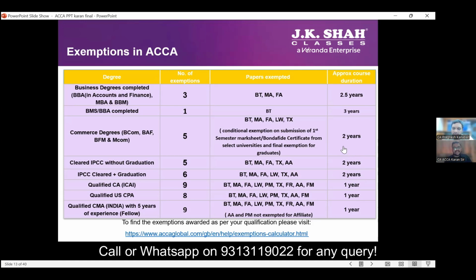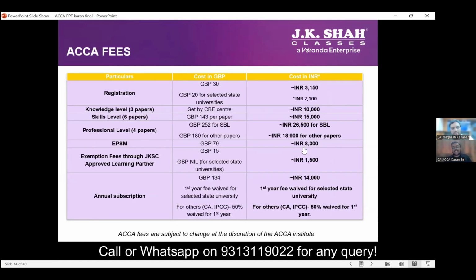Okay, got it. Now I think, sir, they will be interested in the cost involved in the entire course. Yes. Coming to the next part, which is ACCA fees. So there are 2 types of fees which you have to pay. One is the ACCA fees, which you have to pay directly to the ACCA Institute, not to the coaching class. And the second is JKSC fees, which you have to pay to JK Shah Classes for coaching.